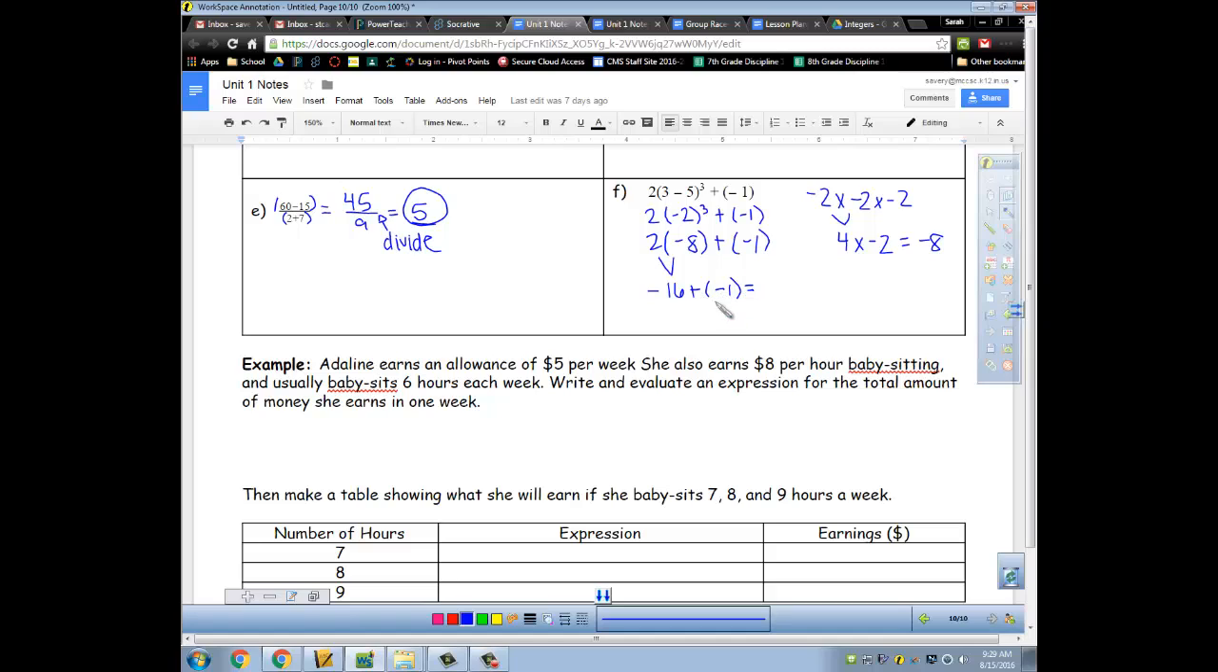And again, here we see parentheses, but there's just one number in it. Here the parentheses is just telling me it's a negative. So they're just putting that there so you didn't lose your sign. So now those are the same signs, so we add and keep to get negative 17 as our answer.